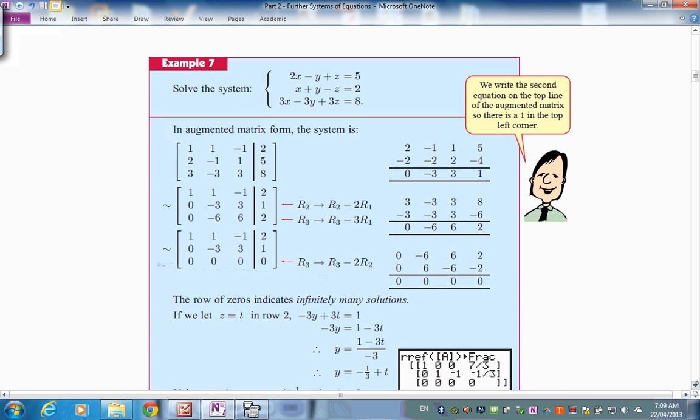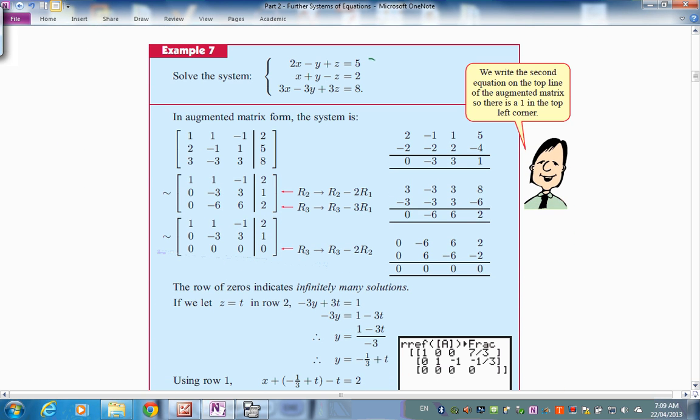Let's have a look at this one. Again, just a set 3 by 3. Here's not a bad idea, as I said in the previous working, that we would have the second equation on the top line, so you get a 1 up here. So it's easy to refer back and use it to take away the value that you want. So we want a 0 here, let's say, first of all. So we want that 0, so it's row 2 minus 2 row 1.